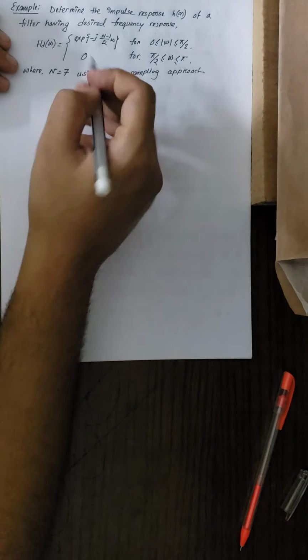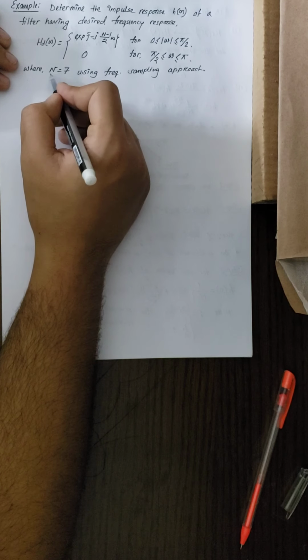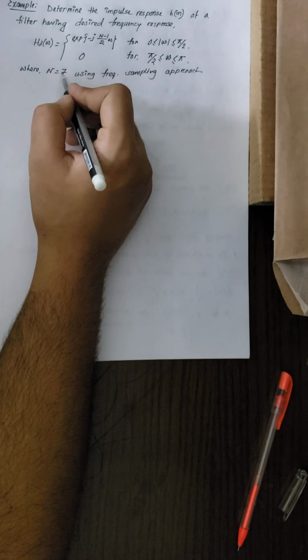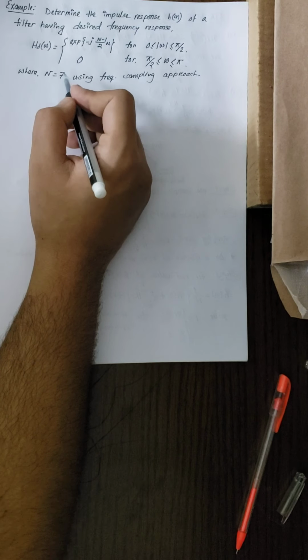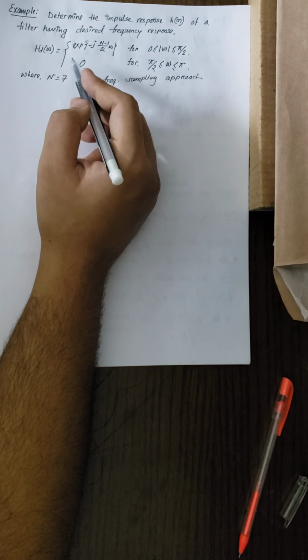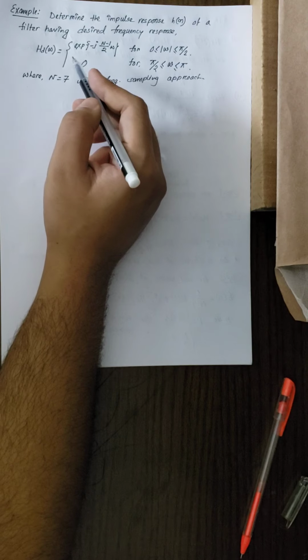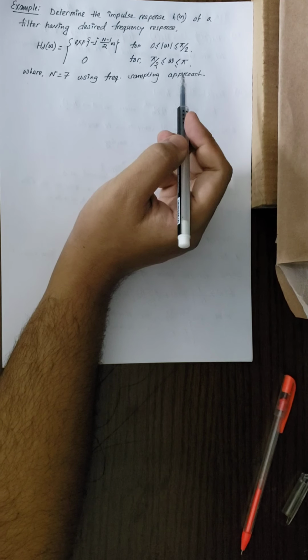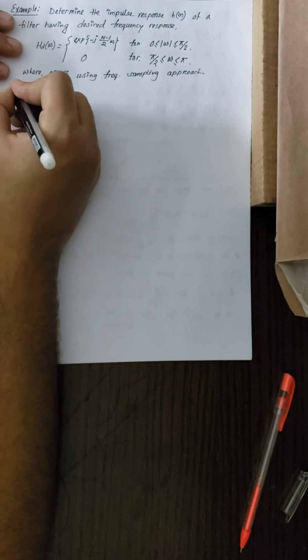So this is our complete problem. In all the problems, you must look for the value of N, the number of total samples, and the desired frequency response. From that, you can easily derive the impulse response using the frequency sampling technique. So let us go to the solution.